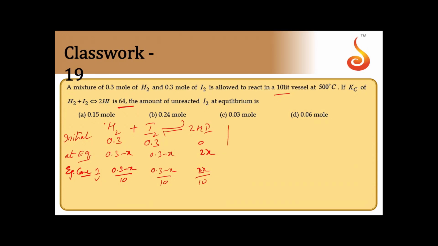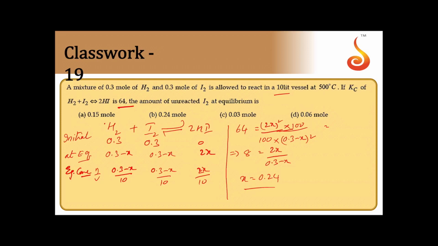Now the value of Kc is given as 64. So equilibrium constant 64 should be equal to HI square, 2X whole square by 100, into H2 into I2, that is 0.3 minus X the whole square, again by 100. The 100 cancels. Taking square root on both sides, it will be 8. 8 is equal to 2X by 0.3 minus X. Simplifying, we get X as 0.24.